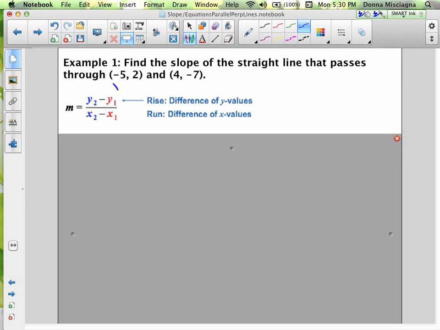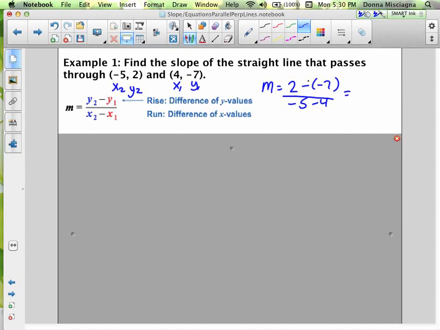All right, so I'm just going to go left to right all the way through these problems. So this one will be y2, and this will be x1, y1. I'll just be consistent all the way through. Our slope here is going to be 2 minus a -7 divided by -5 minus 4.